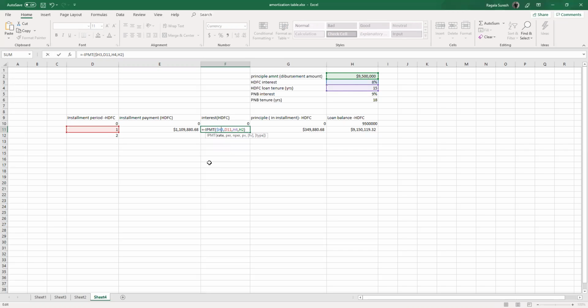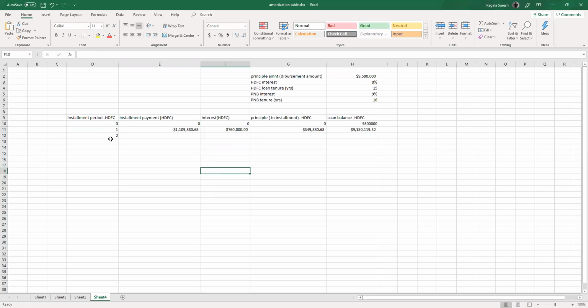Okay, dollar sign for this. The period will change, so we should not make it fixed. Yes, the period will change. Otherwise, the amount will not change. Now just drag it.